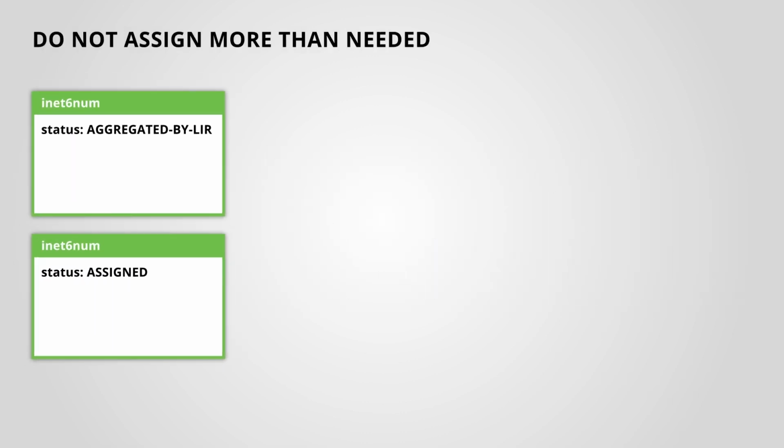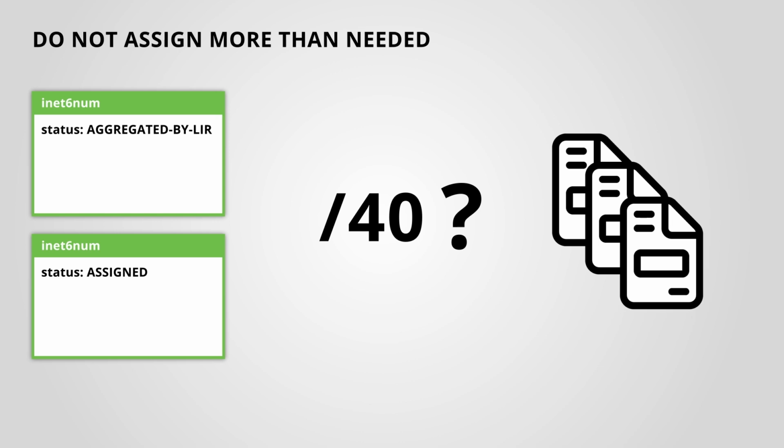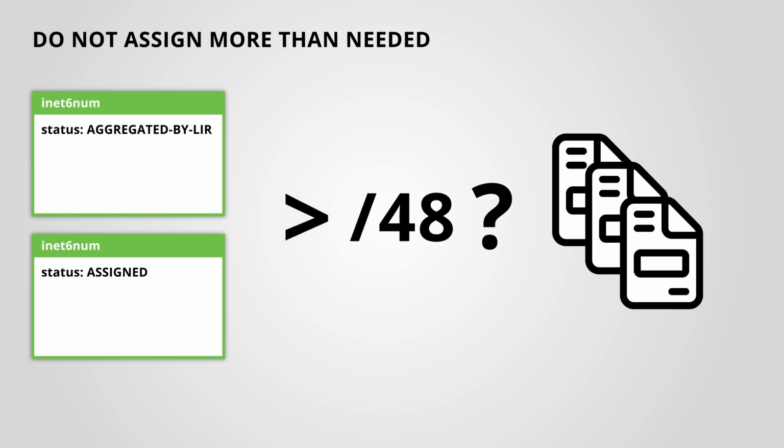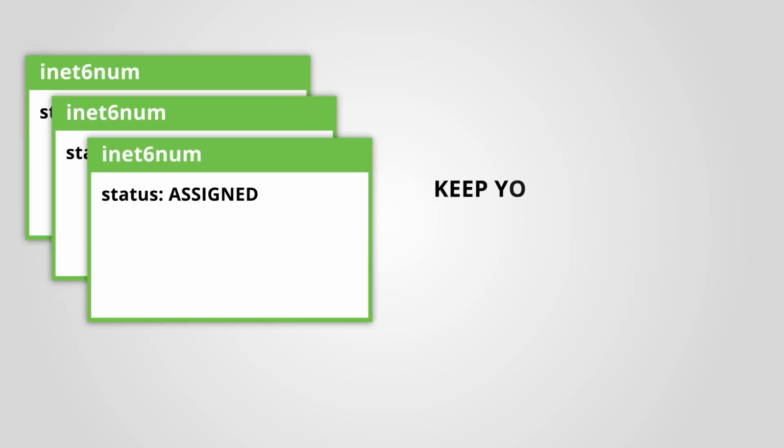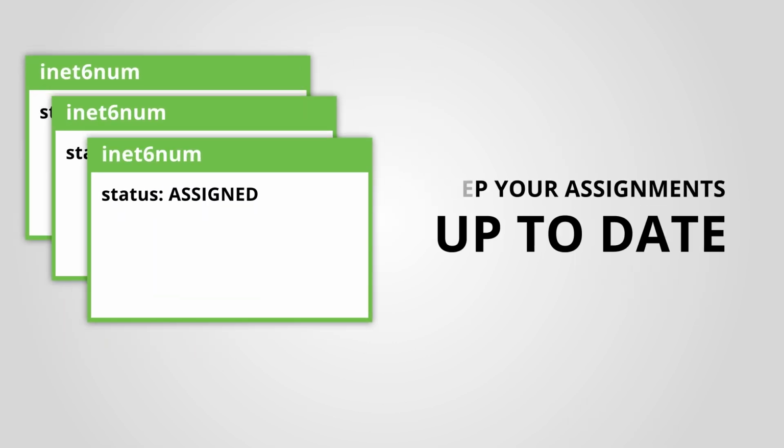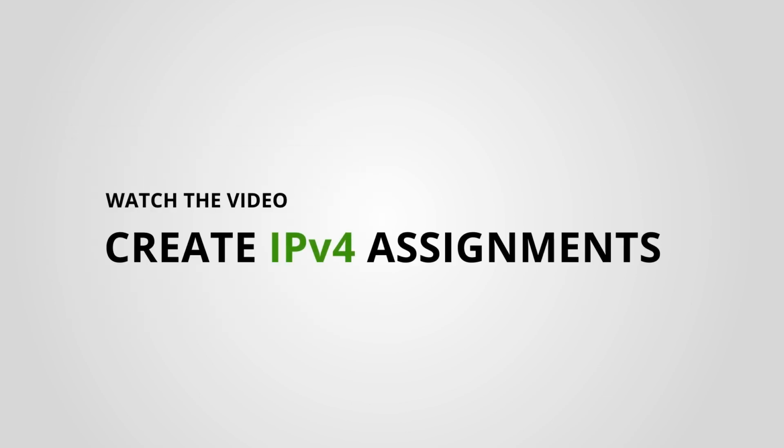Keep in mind, you don't need to assign more IPv6 address space than what's actually needed. Make sure you assign enough, but try not to go overboard. If there's ever an audit, or if you're asking for more address space later on, you'll need to have documentation ready to explain why you assigned an address block larger than a /48 to a single network. Remember to keep your assignments in the RIPE Database up to date. If you want to know how to create assignments for IPv4 address blocks, see our video, Create IPv4 Assignments.